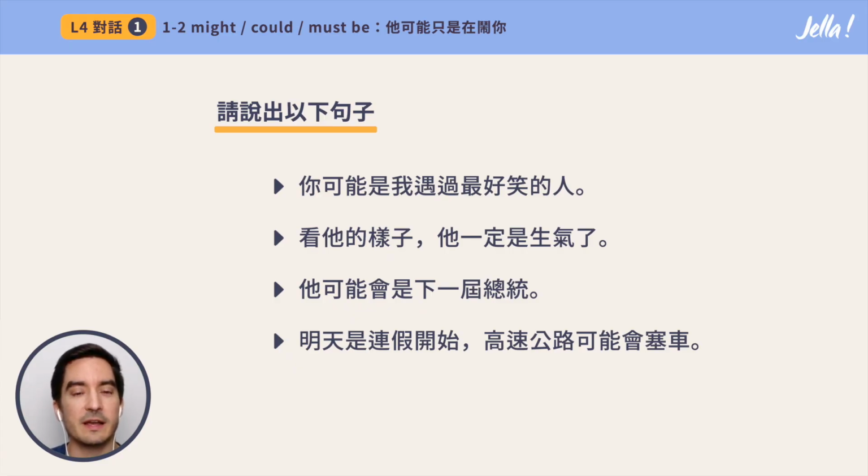So the end should be I've ever met because it's an experience, right? The present perfect tense, which we talked a lot about last week.